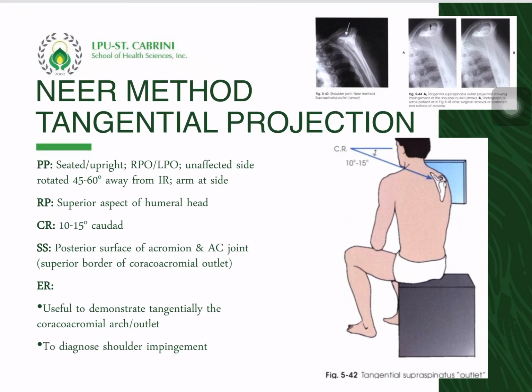So for this projection, the patient could be in a seated or upright position with the unaffected side rotated 45 to 60 degrees away from the image receptor, and the arm is placed at the side of the patient. The central ray is directed 10 to 15 degrees caudad to the superior aspect of the humeral head to demonstrate the posterior surface of the acromion and the acromioclavicular joint.